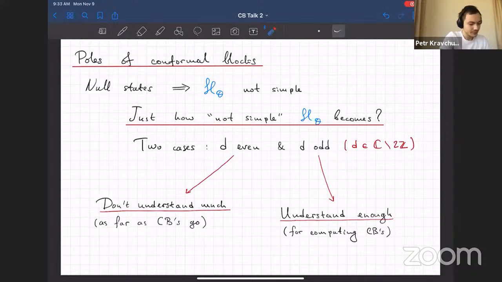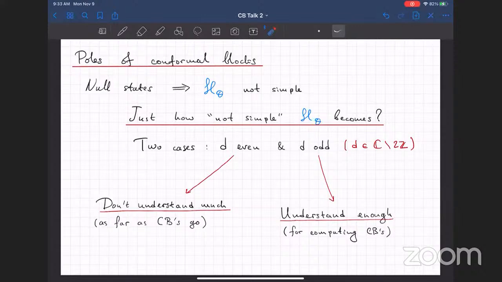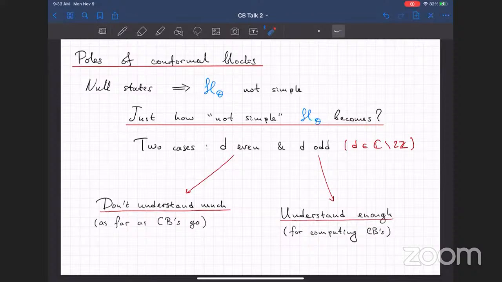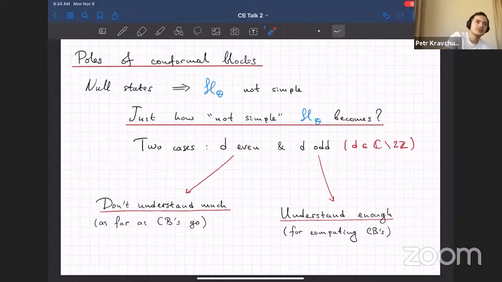Sorry, I'm going to ask a question. Do I remember correctly that there are general formulas for conformal blocks in even dimensions? Yes, there are closed form formulas in terms of 2F1s for conformal blocks in even dimensions. That's true. But how is it combined with the fact that in this case it looks more complicated? You're right.